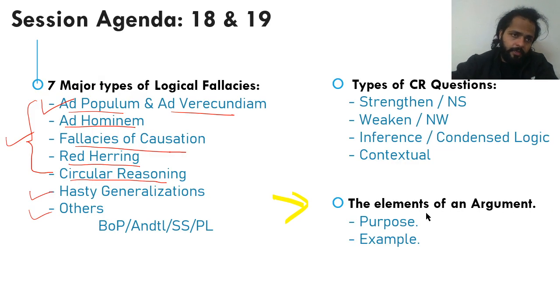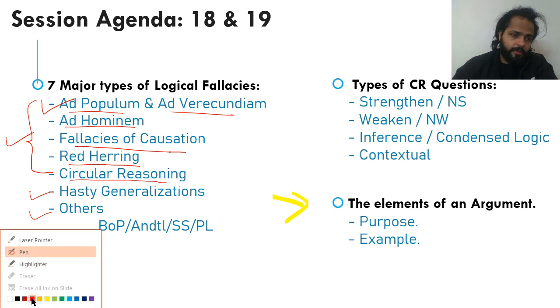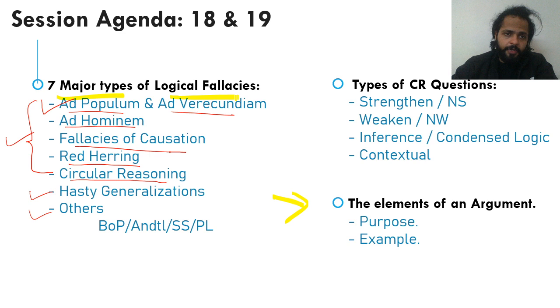So we are done with ad hominem, right? We are done with, just a second. Ad hominem, ad verecundiam, ad populum, fallacies of causation, red herring, circular reasoning, hasty generalizations, burden of proof, anecdotal evidence, slippery slope, and prejudicial language. So we are done with this part.